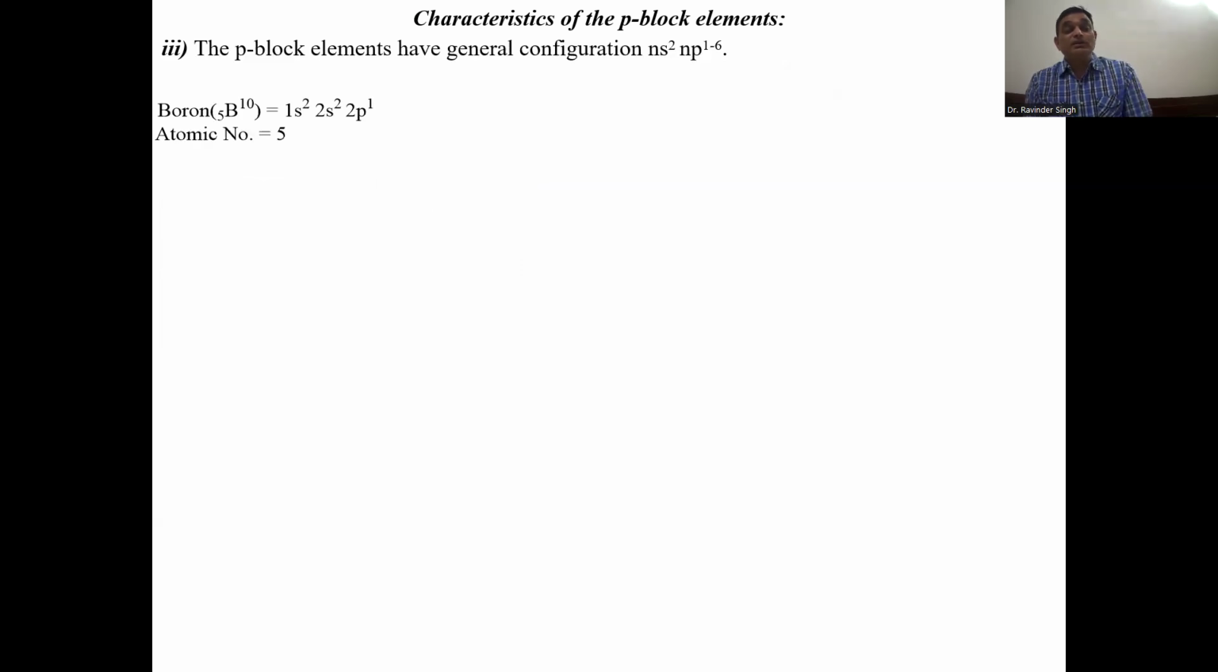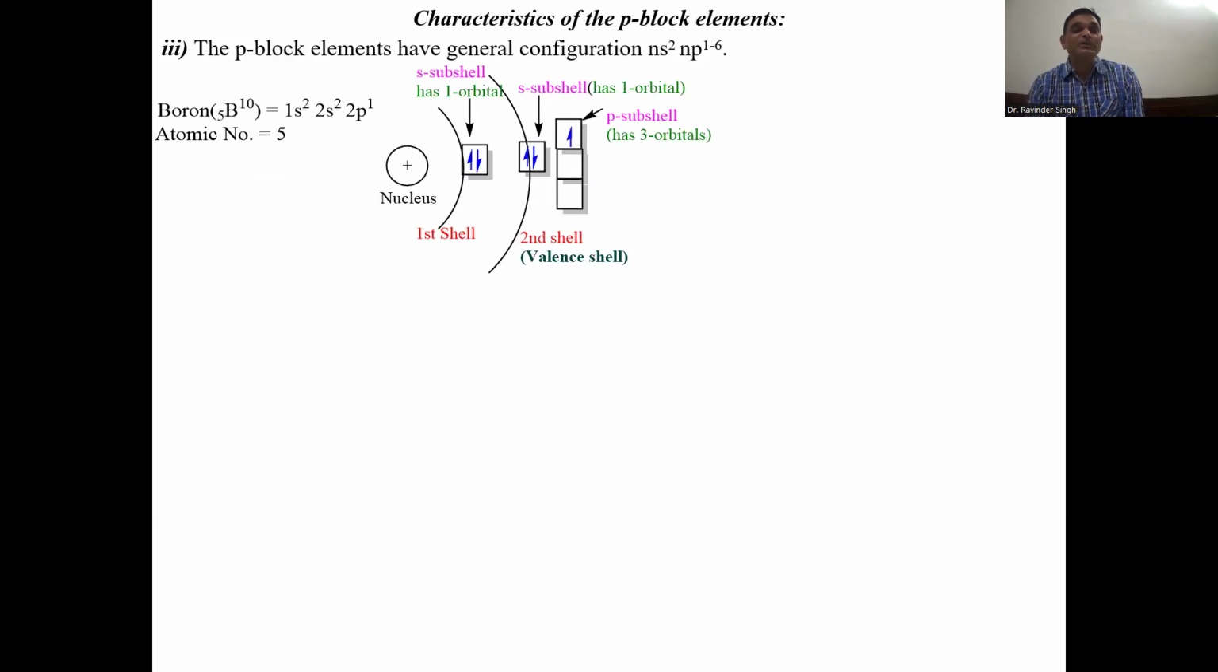Next, you can see the next element, the group number 13 element, boron. The configuration is 1s2, 2s2, and 2p1. You can see it by the diagram also. In the center, there is the nucleus. Then there is a first shell. In the first shell, there are 2 electrons, that is 1s2. In the second shell, there are 2 subshells. In 2s, there are 2 electrons, 2s2, and 1 electron in the p, that is 2p1.